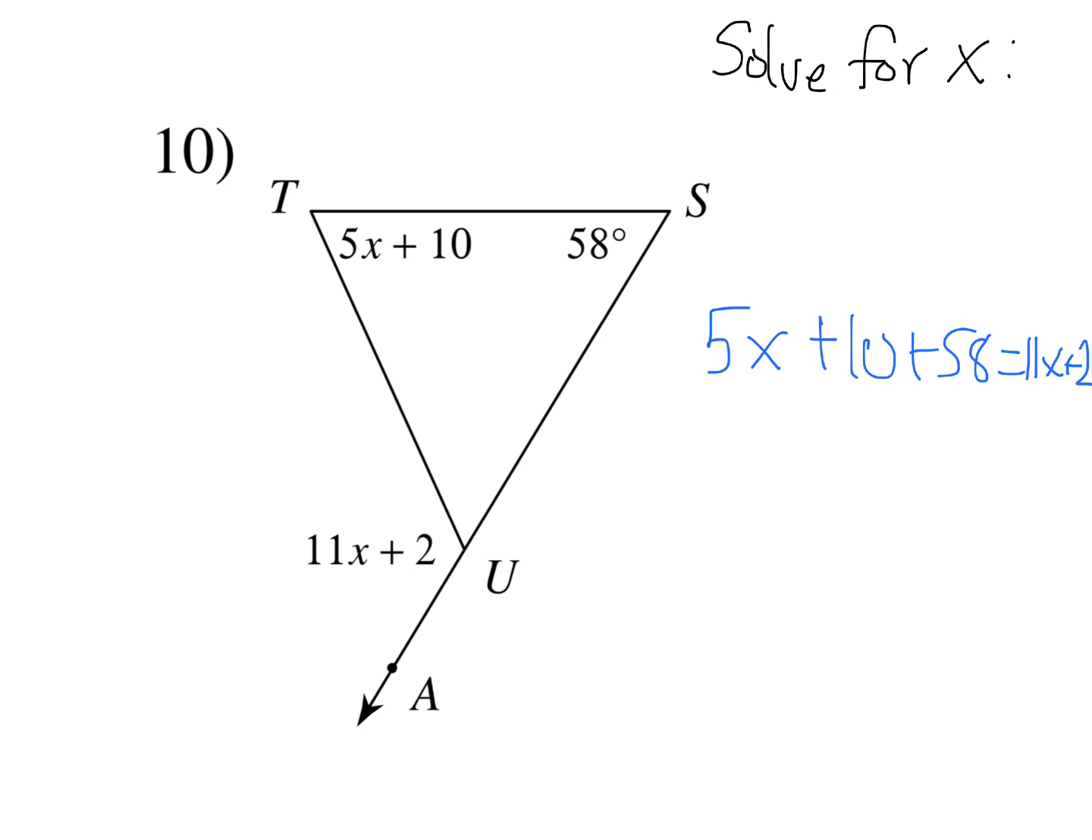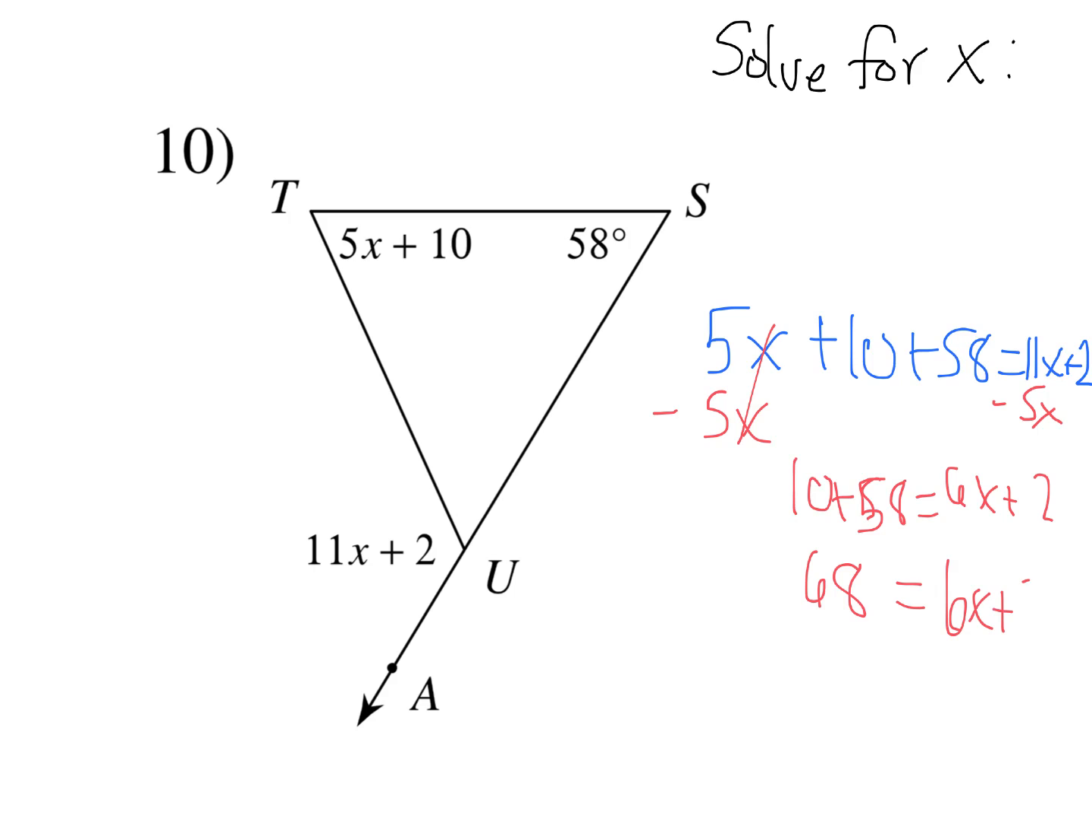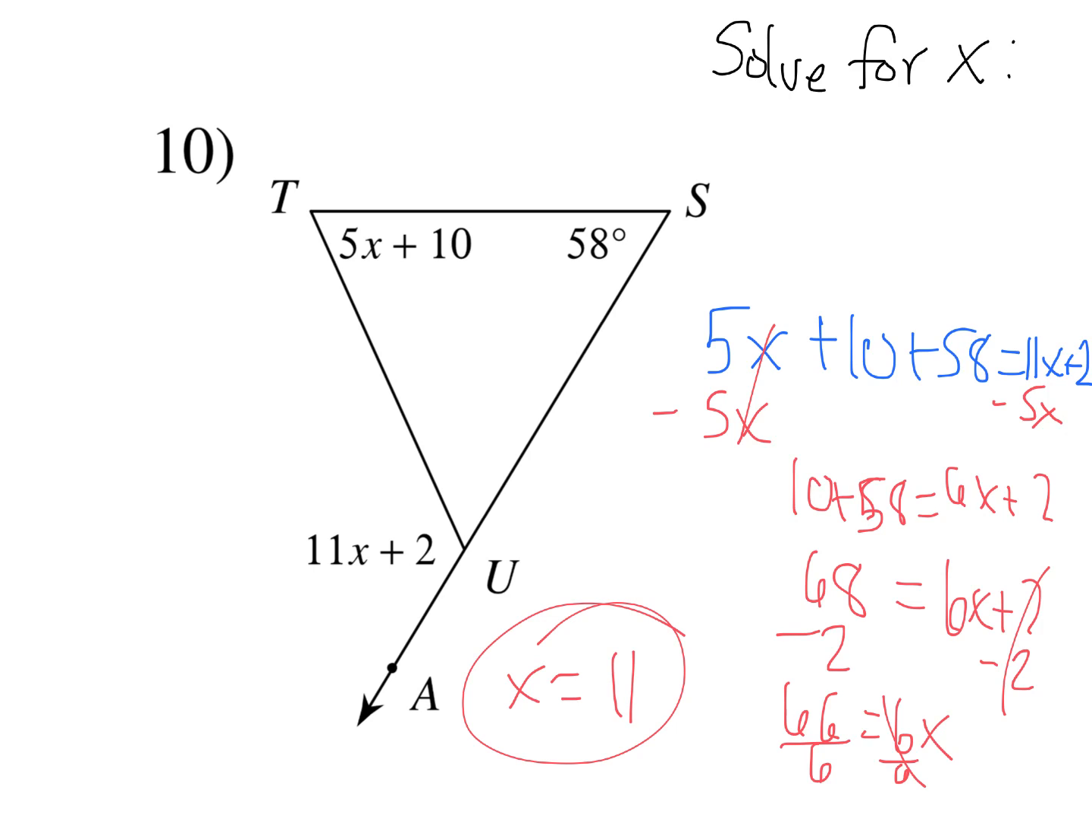So now we're going to solve. We would do minus 5x, so 10 plus 58, that would be 68 equals 6x plus 2. Then we would minus 2. 66 equals 6x, divided by 6. So x would equal 11. And now we can check by putting 11 in right here and 11 in right here, and then adding these two together. So 11 times 11 equals 121, plus 2 is 123 degrees.